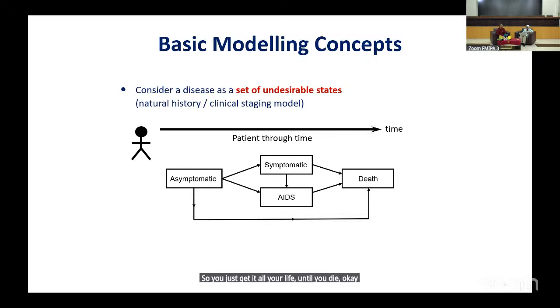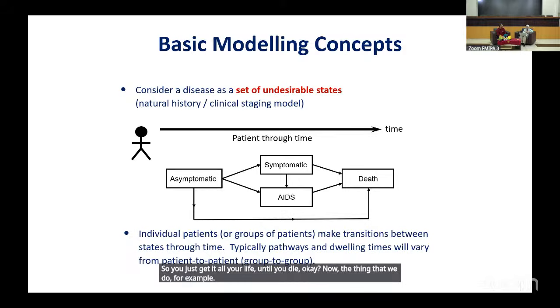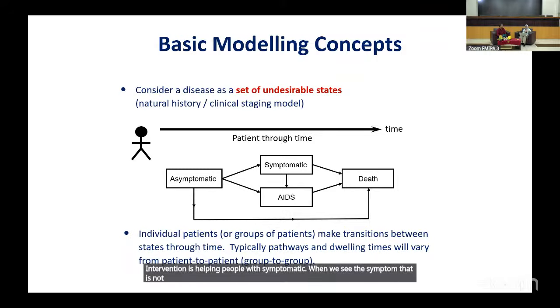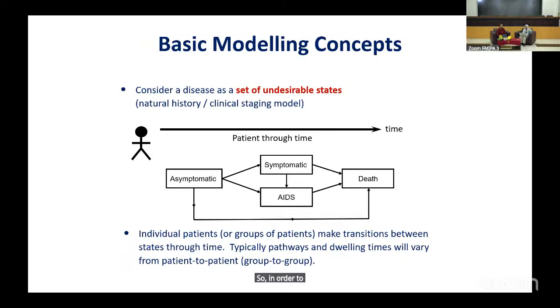Okay. Now, what can we say if we do an intervention? Where can the intervention be? This is the modeling we'll have. So we say, what about if the intervention is helping people with symptomatic? When we see the symptom that has not developed into AIDS yet, we help them stay in that state. So we stop the progression from symptomatic to AIDS. Okay, so that's the kind of analysis that we can do.